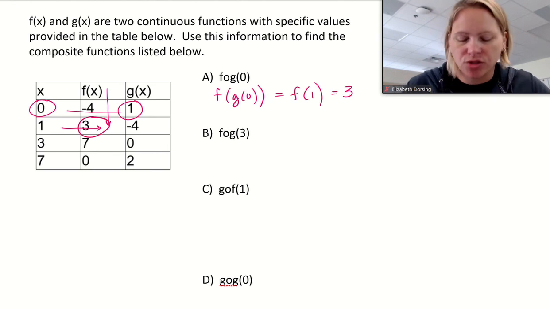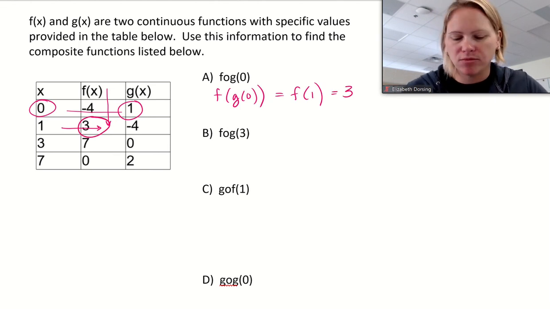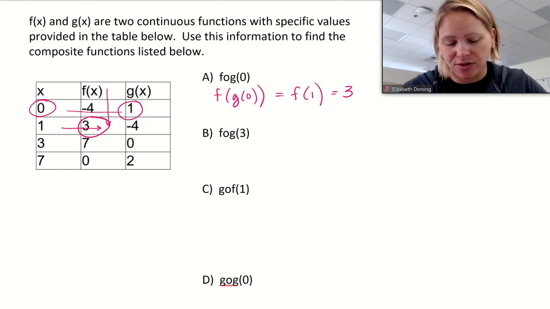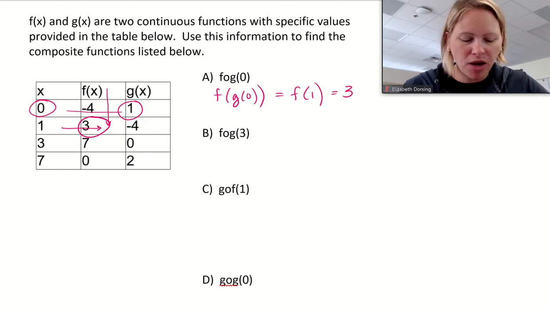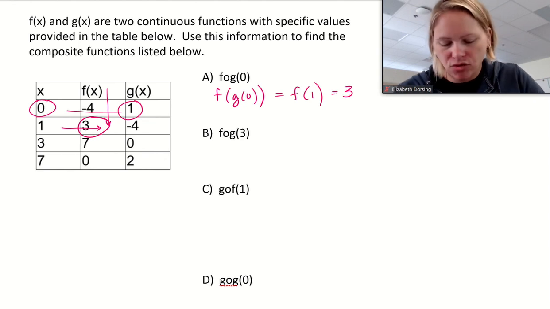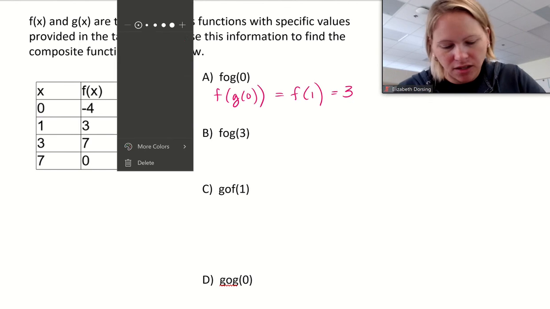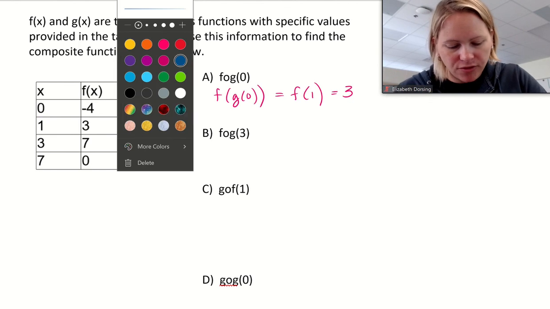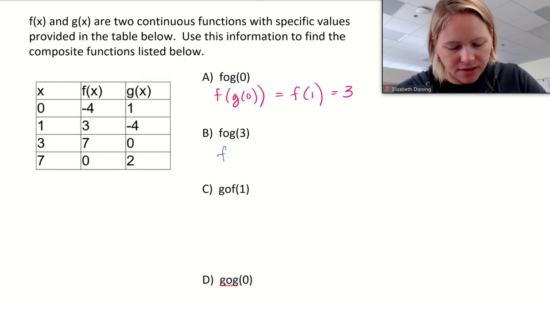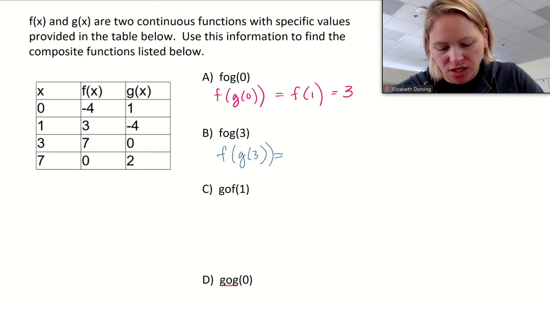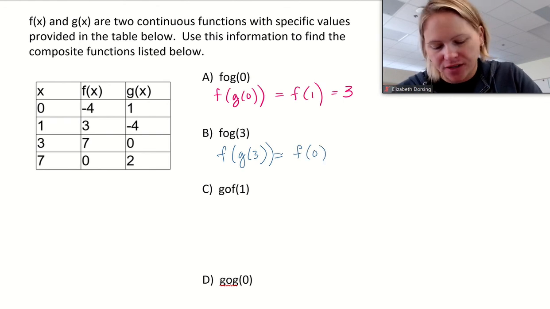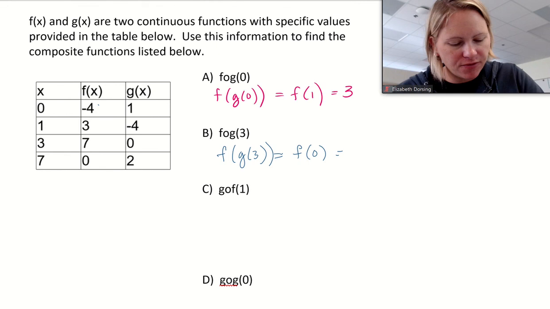So this is how I'm going to approach these problems. And I need to be able to read the table, and it's really easy to pick the wrong value. So take your time with it. And if you want to pause the video and try these other three, you go right ahead. Let's try f of g of 3. So f of g of 3, well, g of 3 is 0, so I need to find f of 0. f of 0 is negative 4.